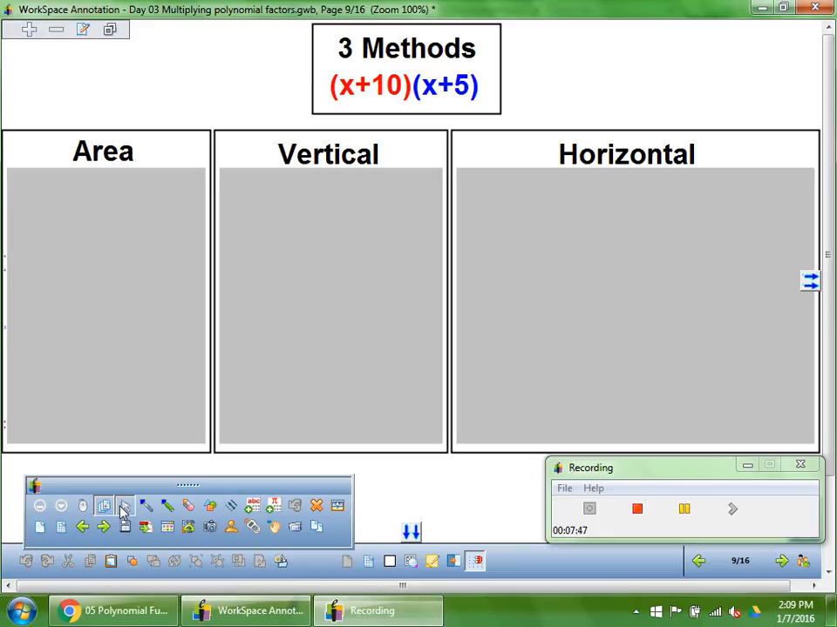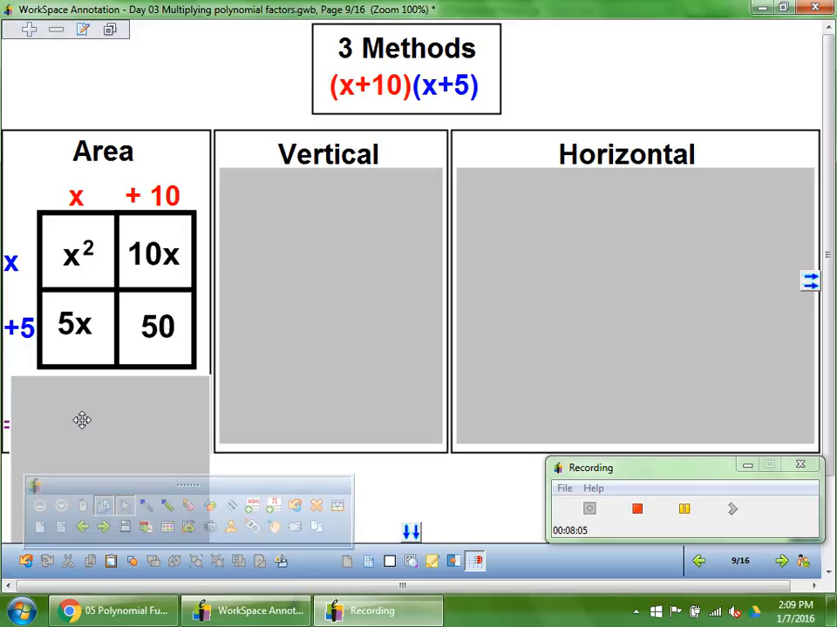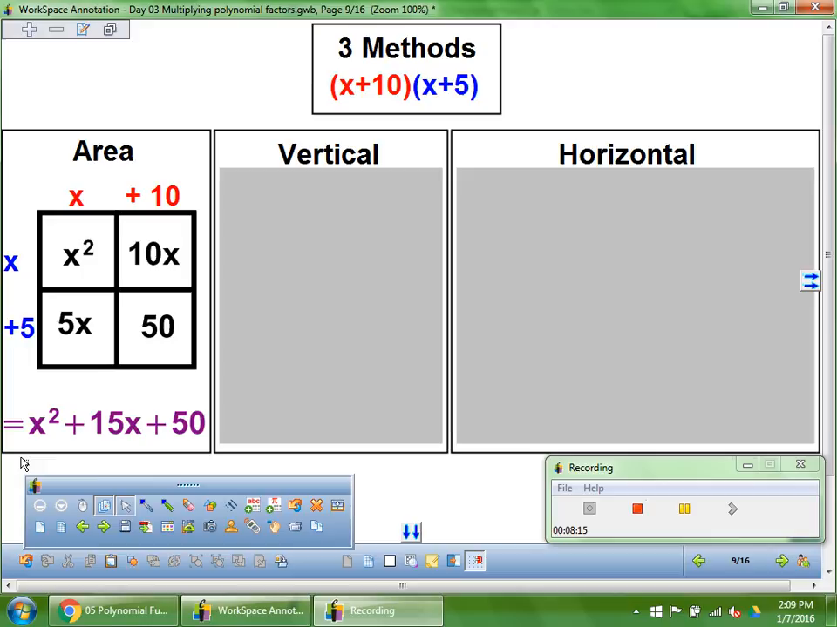All right. x plus 10 times x plus 5. That's an Algebra 1 problem, right? I bet a lot of you have used the box. That's an area model. We could do x plus 10 times x plus 5. Multiply, you get x squared, 5x, 10x, and 50. Combining your like terms, you would get x squared plus 15x plus 50, right? Look familiar?